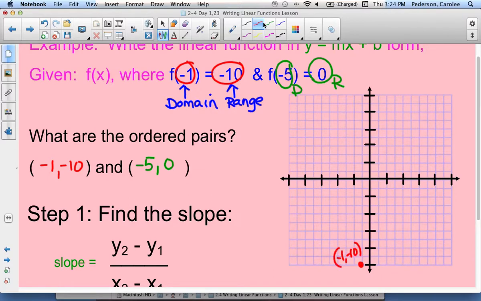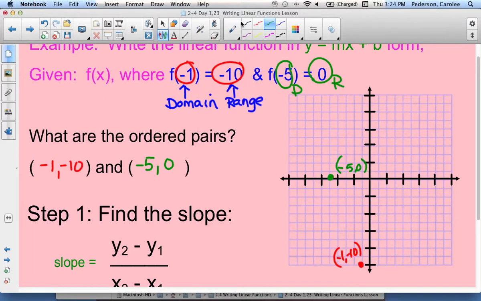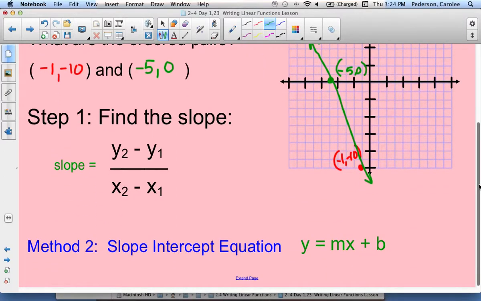The second ordered pair is -5, 0. And this is a linear function, so we can go ahead and create that line from those two ordered pairs, looking like that. The second thing it asks us to do, after we graph it, is to go ahead and find the slope and the equation of that line.